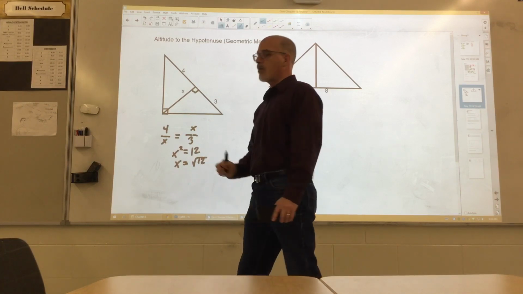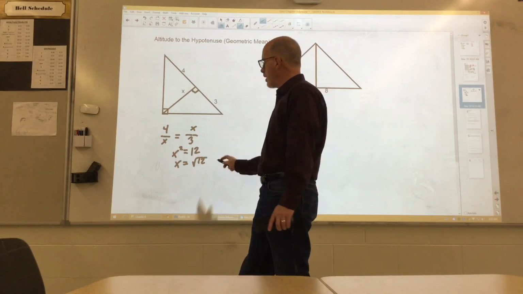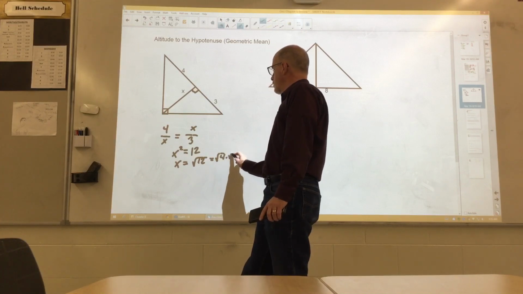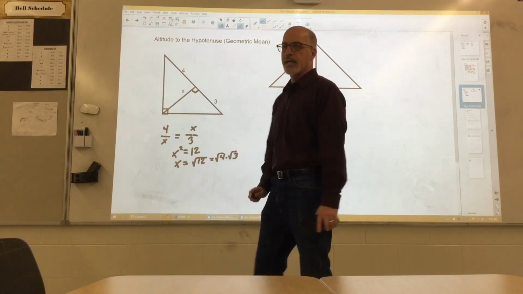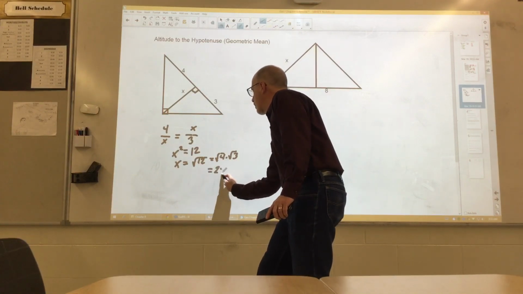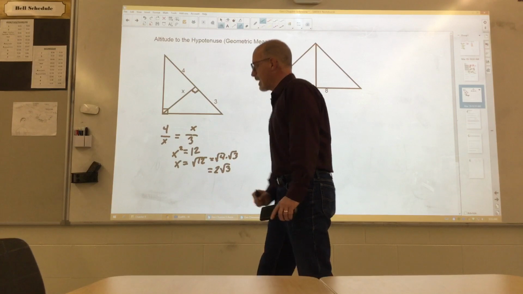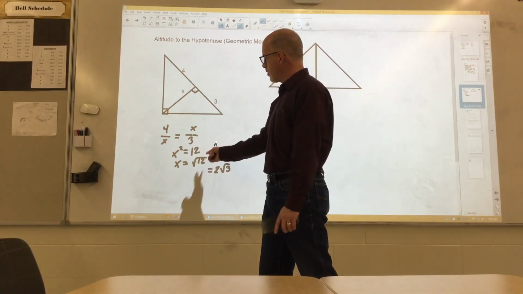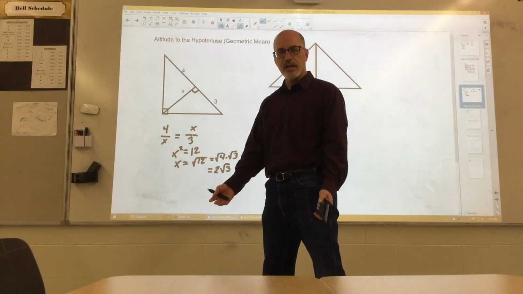Then you've got to think about what perfect square goes into 12. Well, that's 4. 4 goes into 12 as a perfect square. 4 times 3. And so when we multiply those two, we get 2 square roots of 3 as our exact answer. Now, if I ask you for it to a decimal place, you just go back to the square root of 12, do that on your calculator.